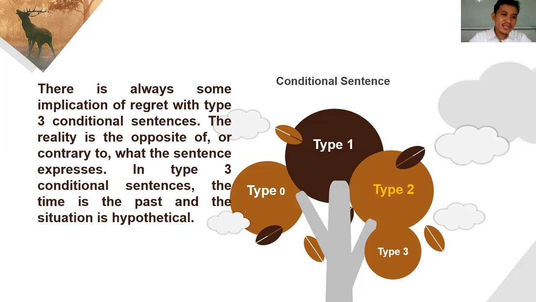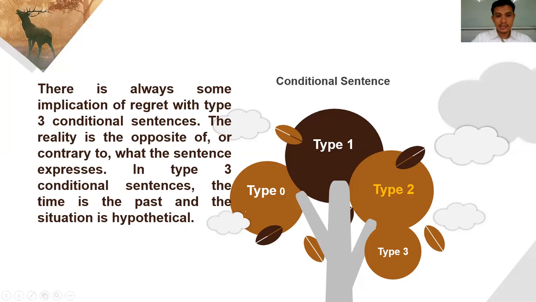Okay. And the reality is the opposite of or the contrary to what the sentence expresses. So the reality or the fact is contradictive. What you are using in your conditional sentence type 3, and then the fact, it is the opposite. If you say, if I had studied hard, it means you did not study hard. I would have passed the exam. The fact is, you did not pass the exam. So the fact or the reality is the opposite of or the contrary to the conditional sentence type 3. And in conditional sentence type 3, the time is in the past and the situation is hypothetical.